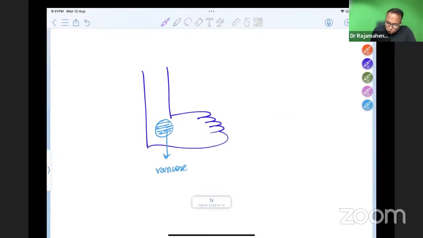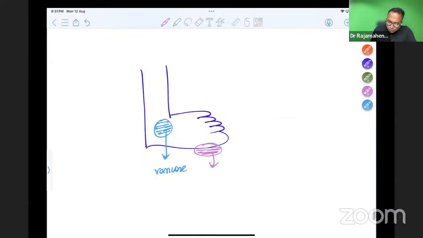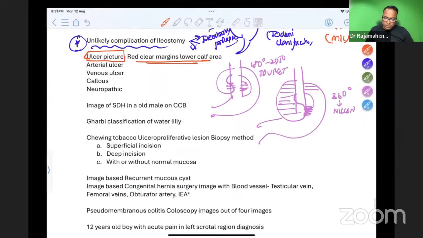If it is seen on the sole of the foot, it is a neuropathic ulcer. If you see an ulcer on the dorsum of the foot, it is an arterial ulcer. There is no confusion in this. So please remember, medial malleolus, varicose ulcer; undersurface, neuropathic ulcer; dorsum, arterial ulcer. Okay, that's a simple question.